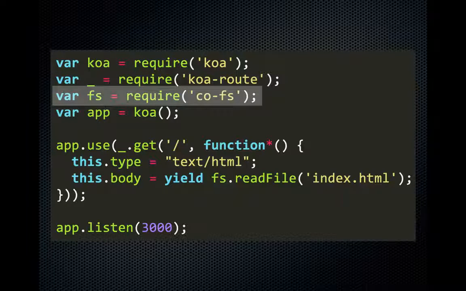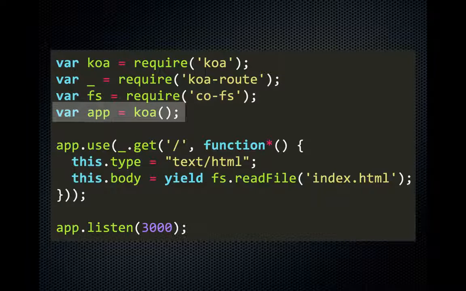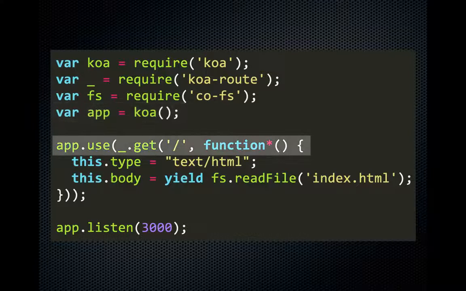We're also going to bring in a Node file system API wrapper called Co-FS. This is essentially the Node file system API wrapped with Co so that it produces nice promises and so on that Co will work well with, and Koa will work well with. First thing we do is instantiate an app object, and we're just going to set up a really simple route, just like a root route for our app.